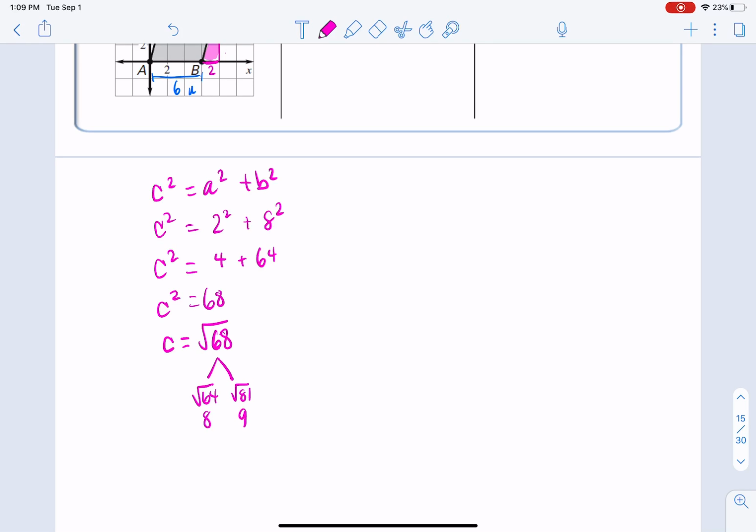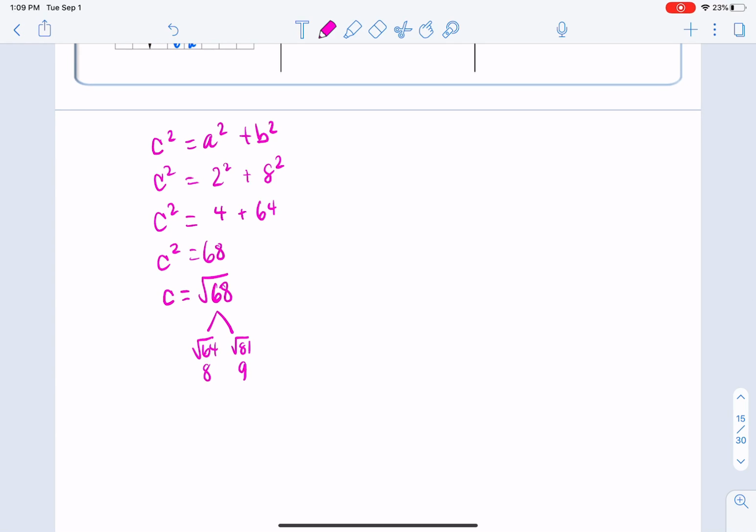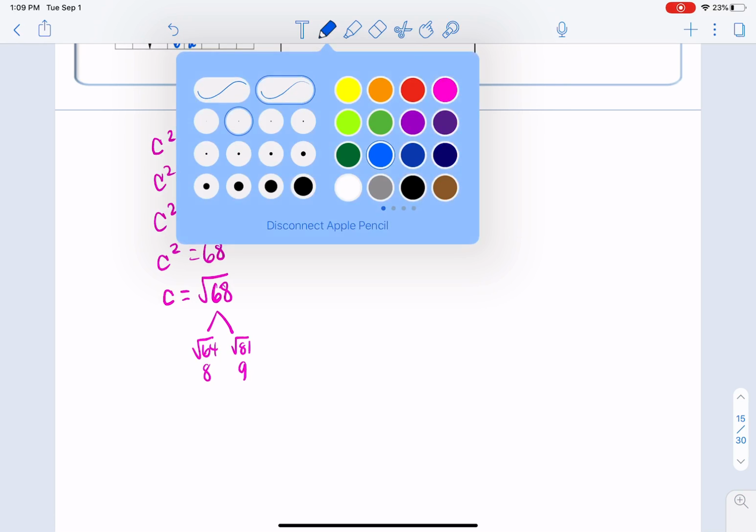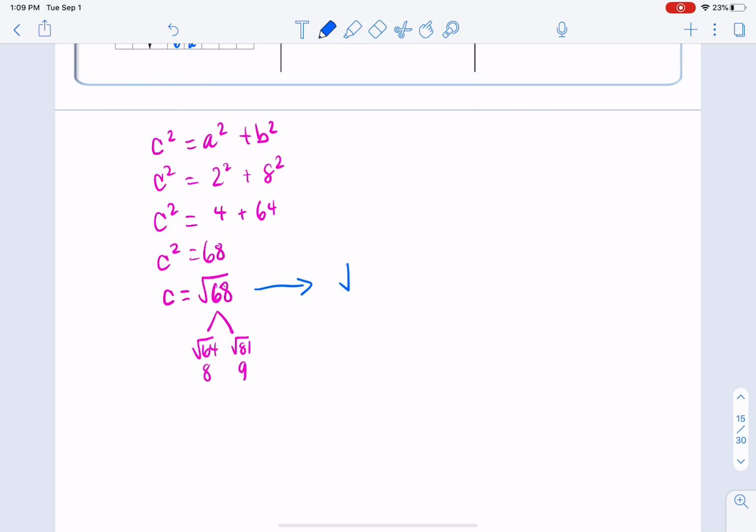So what we can do on this is leave it like that to get an exact answer. We could put it into the calculator to get an approximate answer, or we can rewrite this if it can be simplified. So this is what I mean by this. You may have done this in algebra last year, just a little bit. Square root of 68. I've got a couple of ways to tackle this. I can look for a perfect square that divides evenly into 68. That would be one thing to do. Or I can just factor this thing and look for some repeated factors.